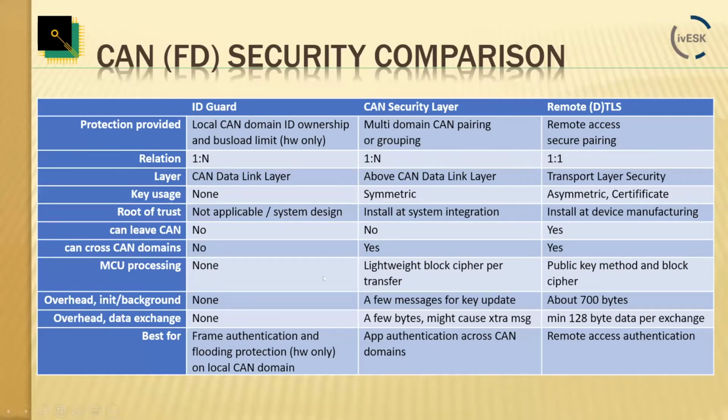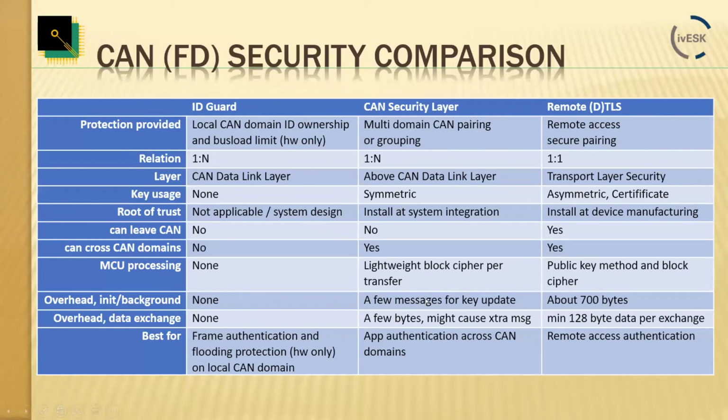Very interesting, I think, is the overhead. So we already said that for adding security, we need to add at least some signature to the CAN frame or the messages. So what do we add, and what is the additional background communication to initiate and open channels, close channels, and so on? For ID guarding, of course, it's none. For the CAN security layer, I mentioned the secure heartbeat. So that's a few messages.